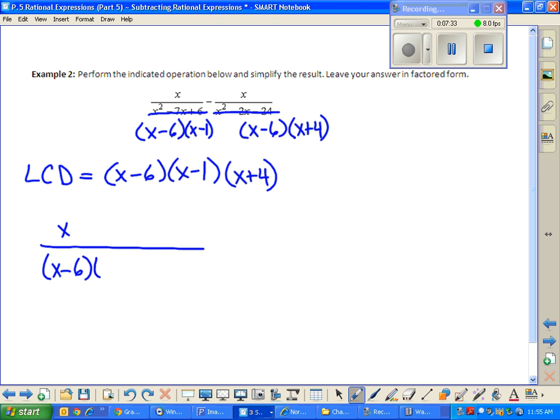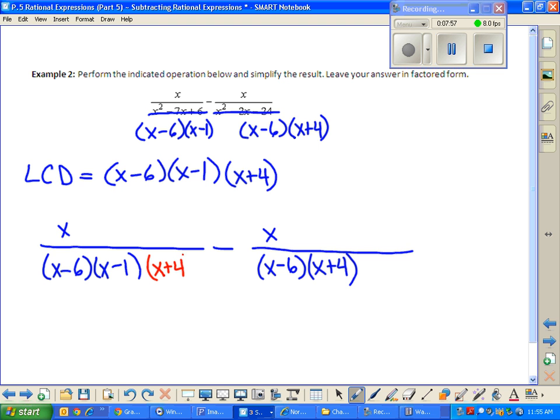Just extending my fraction bar a little bit. So this is my original problem right now with the factored denominators. And then I just insert any factors that I need in order to make my denominators the same. Make my denominators the common denominator. So this guy here is missing a factor of x plus 4. What you do to the bottom of a fraction, you always do to the top. Same thing over here. x minus 6, x plus 4 is missing a factor of x minus 1. And what you do to the bottom, you always do to the top.